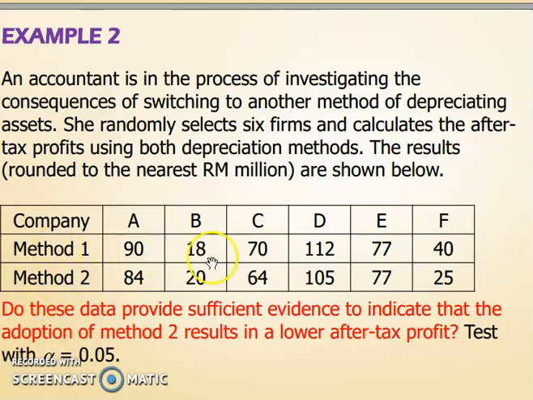We have the same firm using both methods, so it is dependent samples, and the claim is: do these data provide sufficient evidence to indicate that adoption of method 2 is giving lower after-tax profit? We want to test this claim at alpha equals 0.05.